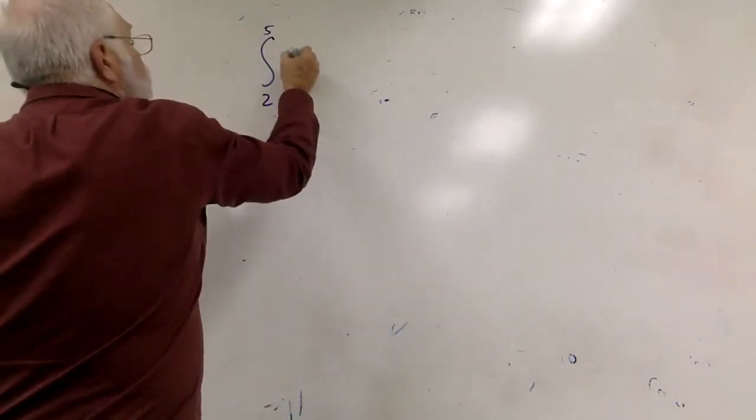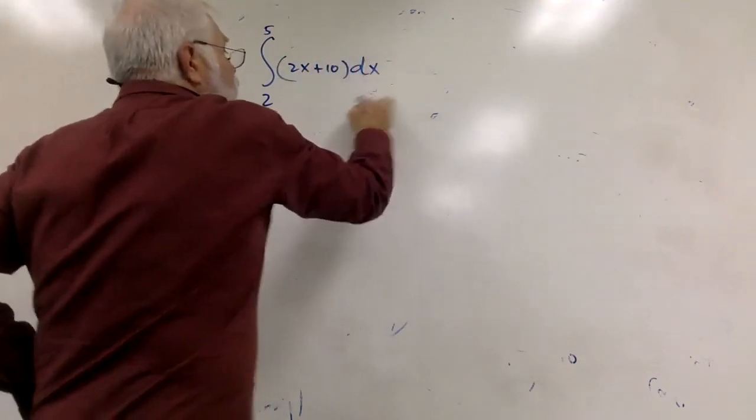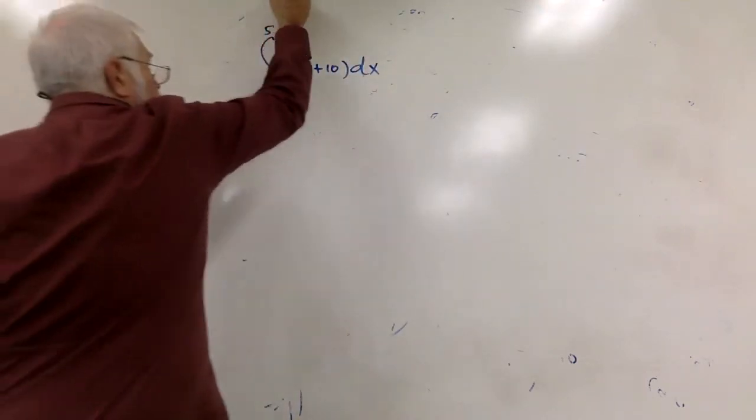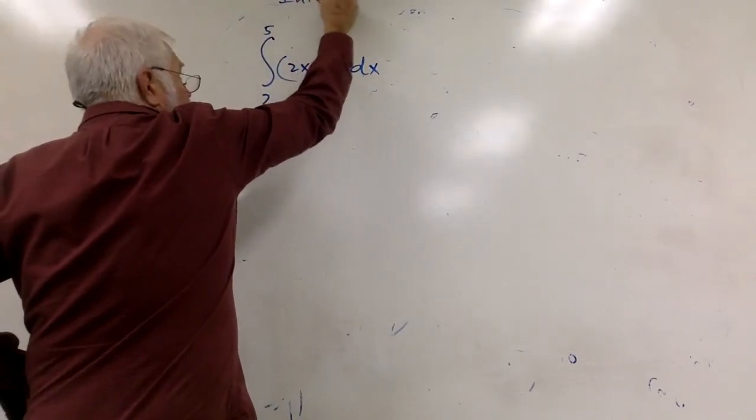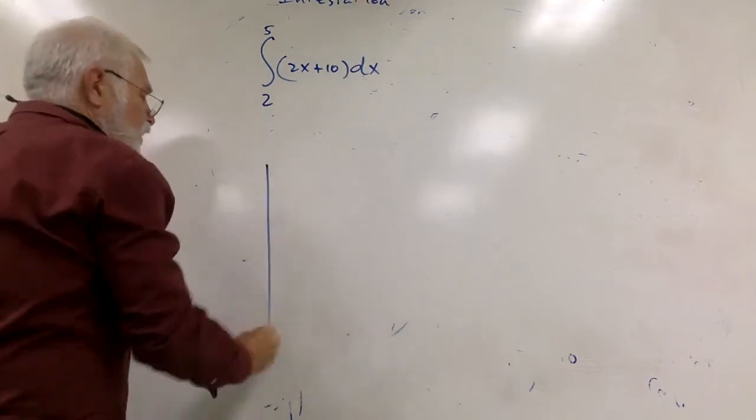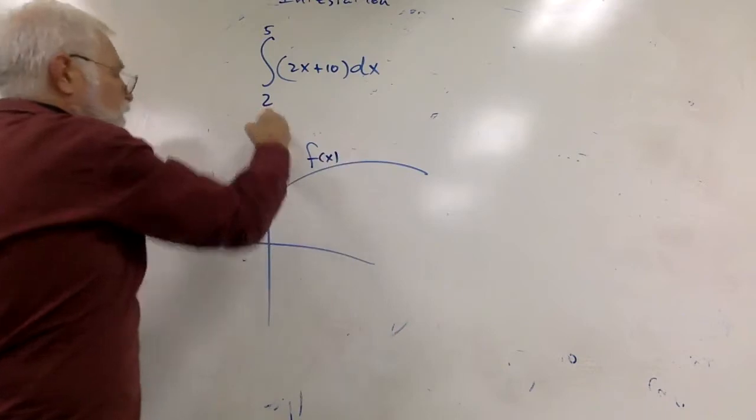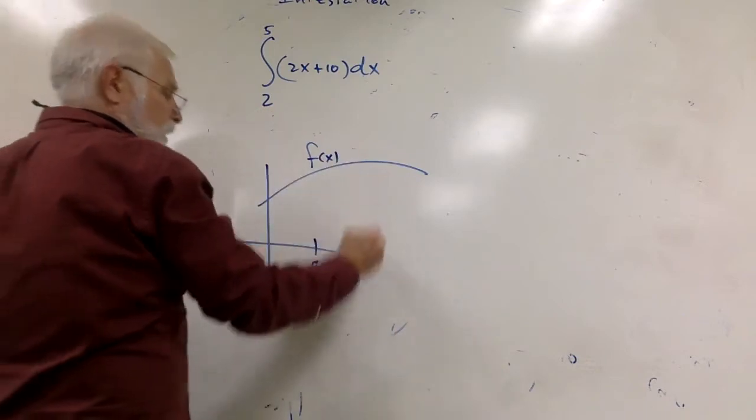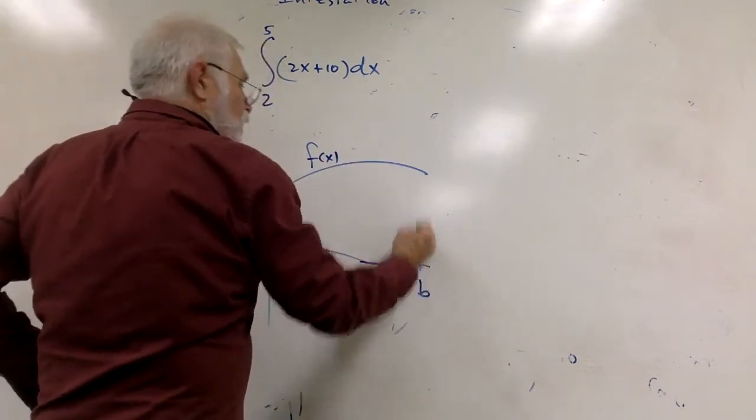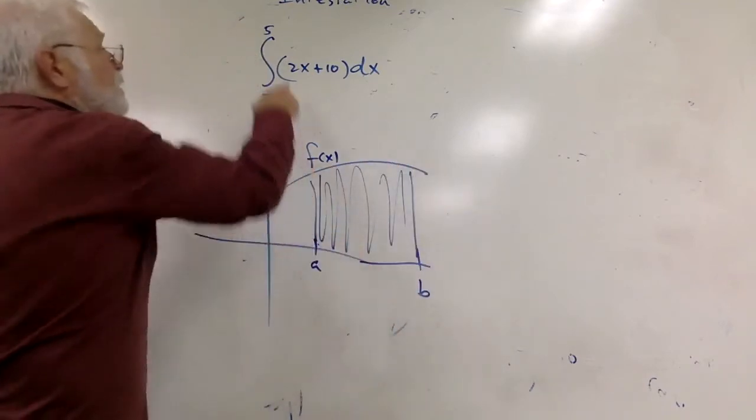The integral from 2 to 5 of 2x plus 10 dx. We've been doing mostly derivatives. Now we're doing integration. What is integration? Integration is finding the area under a curve. These are called the limits. In this case, that's a to b. We are going to find the area under a curve from a to b. Now, obviously, f of x is not that curve.